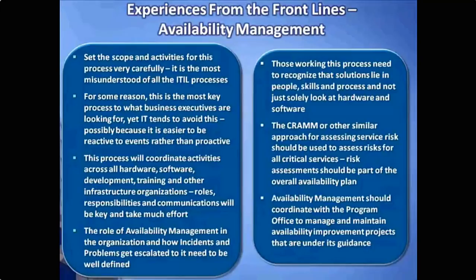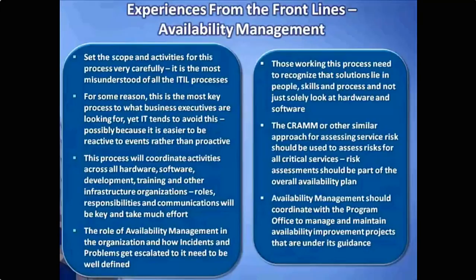What's interesting about availability management is that for some reason, this is really the most key process to what many business executives are looking for. And for some reason, IT tends to avoid this. It's an interesting disconnect. I think IT is more comfortable reacting to things rather than becoming proactive, or maybe they just don't understand how to do a risk analysis on the infrastructure or on services. But at the end of the day, many times executives are looking to do things like reduce risk within their IT infrastructure, and IT is going off using other processes instead of this one to try to deal with that, when it's not really as proactive as what you'll get out of this process.